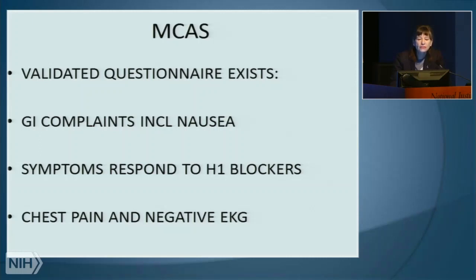Frequently, patients with some degree of mast cell disorder will have GI complaints such as nausea. Their symptoms oftentimes respond to H1 blockers. They will have chest pain, however, they will have a negative EKG. In some cases, they may have a positive EKG, however. I found something last night. There's a disorder called Kounis syndrome, in which there are mast cells that are located around the coronary arteries and can mimic myocardial infarction. But in most cases, that's not the reason for the chest pain.